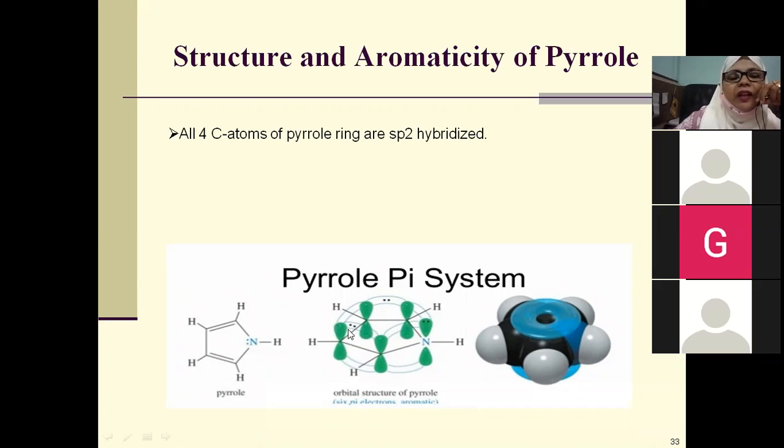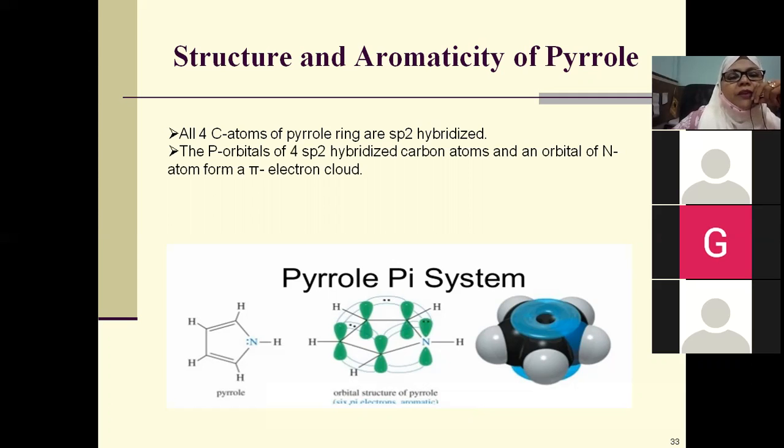Because if you consider any of the carbon atoms in the ring, it is forming 3 sigma bonds, 2 with the 2 adjacent carbon atoms, 1 with a hydrogen atom, and 1 p orbital. Okay, so 3 sigma bonds and 1 pi bond. मैम नाइट्रोजन का sp3 होगा? Nitrogen ka, yes, nitrogen is sp3, yes. Carbons are sp2. So the p orbitals of 4 sp2 hybridized carbon atoms and an orbital of the N atom form a pi electron cloud at top and bottom of the pyrrole ring.